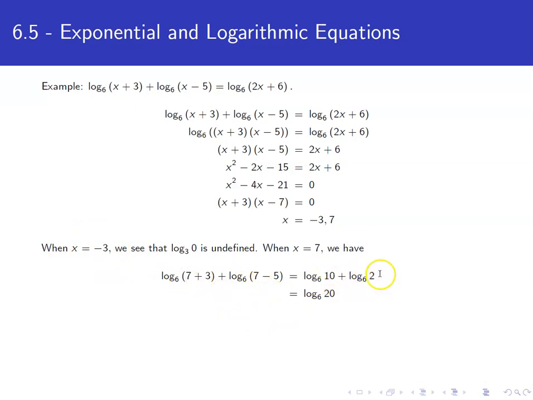We put in 7, however, we really do get log base 6 of 10 plus log base 6 of 2. Combining those two together, we get log base 6 of 20. We notice that 20 is the same thing as 2 times 7 plus 6. So 7 really does work, and it turns out to be the only solution in this case.